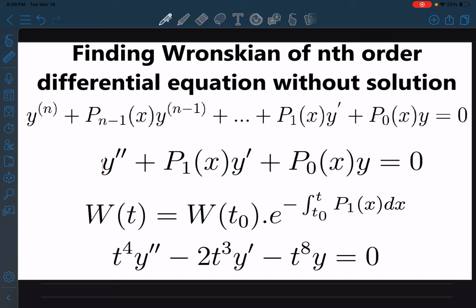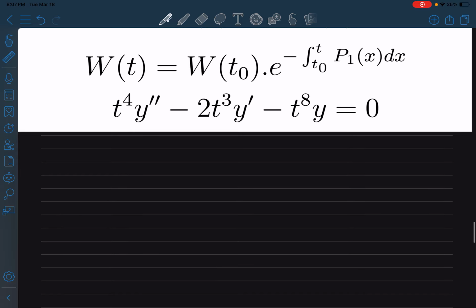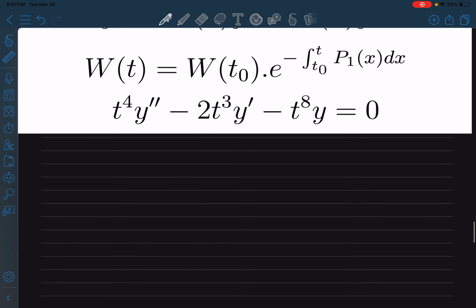But first of all, let us begin with what the Wronskian is and what that means. How do we actually find it normally? So let's go through those things, and then we will gradually proceed to this one.